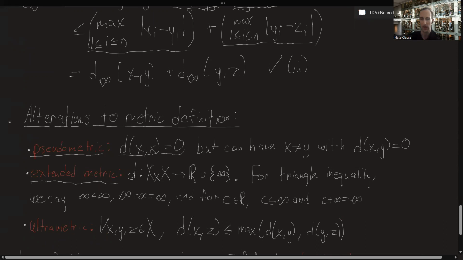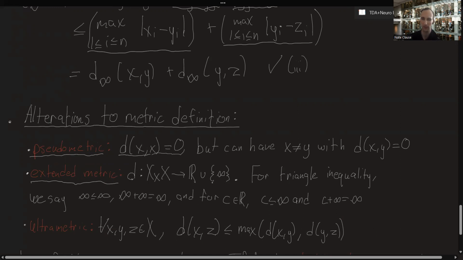An extended metric is another type of relaxation of the metric definition. So now an extended metric is not a function from X cross X to the reals, but from X cross X to the reals union a point at infinity. So symmetry holds the same as with a normal metric. Condition 1 also holds the same as with a normal metric.